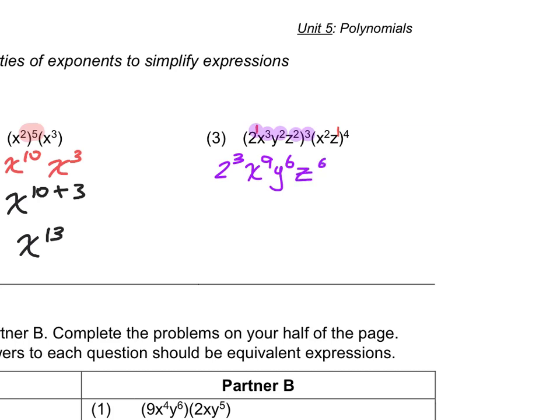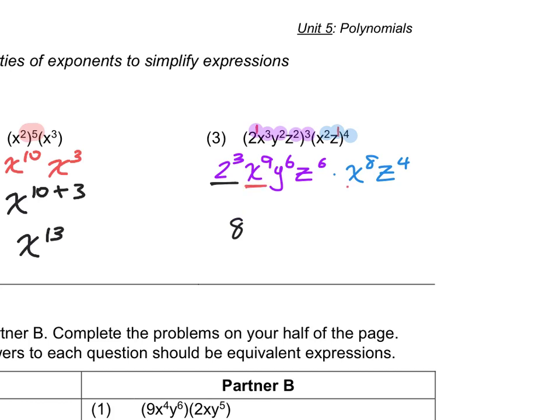Then for the second one, we're going to do the same thing, just with the power of 4. So each one of those powers on the inside gets multiplied by a 4. So we're looking at x to the 8th, z to the 4th. All right. So a couple of things. One, we can figure out what 2 to the third power is. 2 to the third power is what? 8.